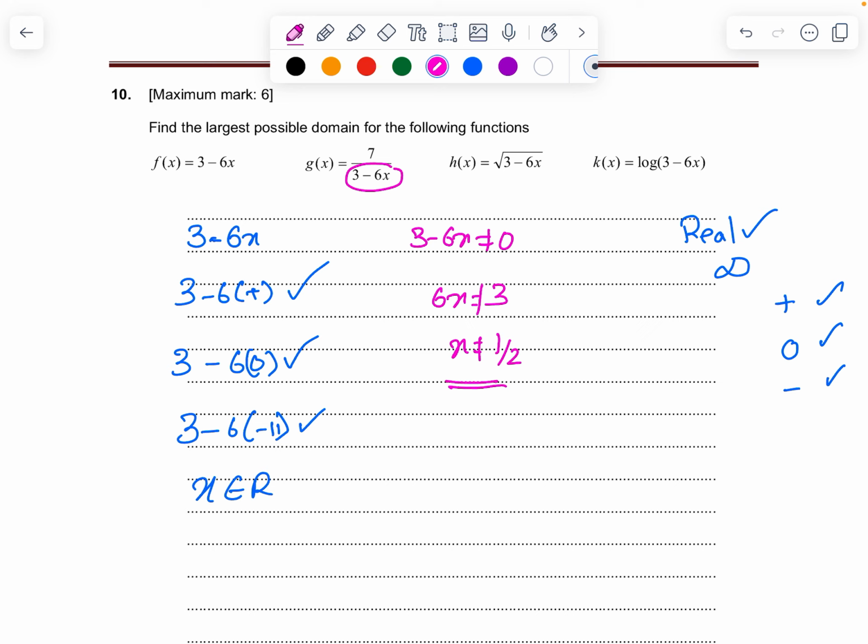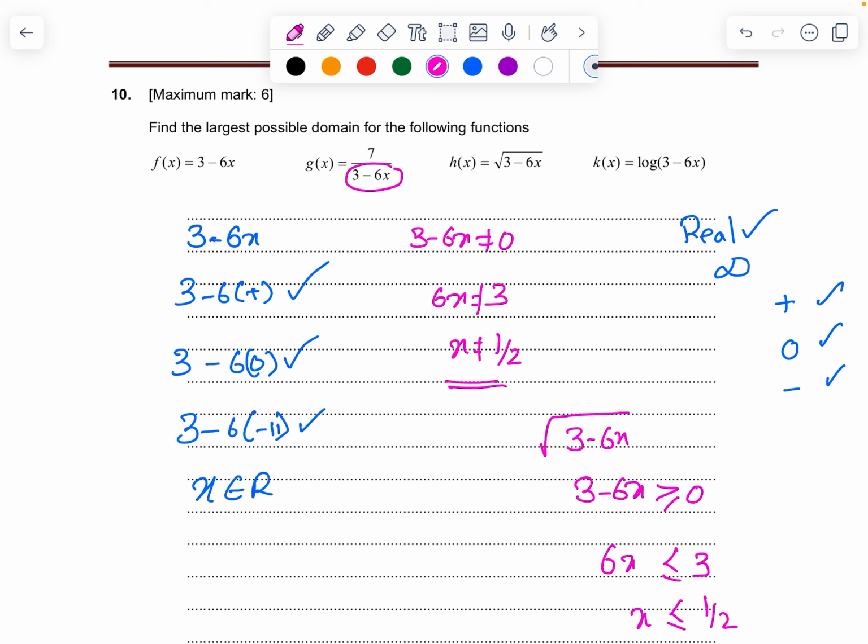Now, for this one, the square root of a positive number is only possible. So 3 minus 6x should be greater than or equal to 0, because the square root of a negative number does not exist. So I do 3 minus 6x is greater than or equal to 0. From there, 6x is less than or equal to 3. X is less than or equal to 1 by 2. That's going to be the domain. So the square root of a negative number is not possible for the domain.